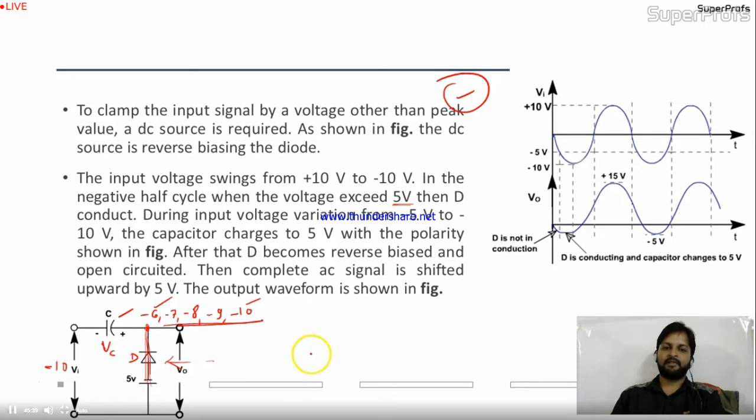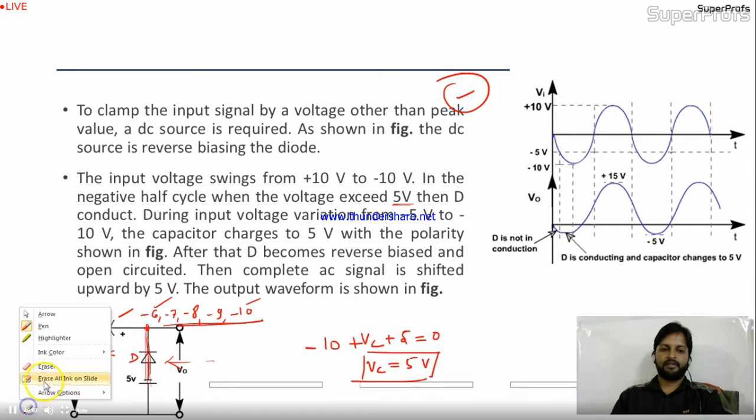So you can apply KVL in this circuit. You will get -10 plus Vc plus 5 equal to 0. So Vc is 5 volt. So Vc will be charged at max 5 volt. Up to 5 volt, this capacitor will charge itself. So the capacitor charges to 5 volt with the polarity shown in the figure. In this figure, you can see the polarity.